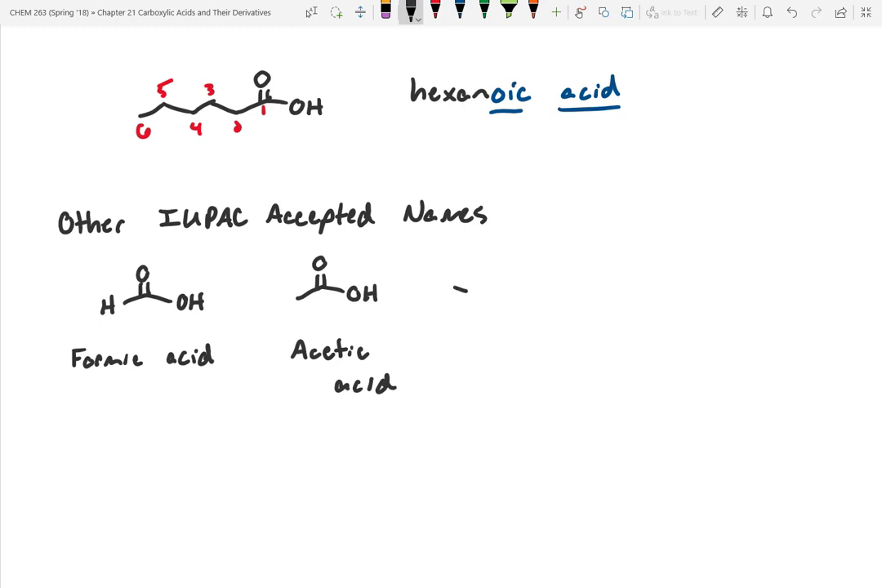Then there's some longer chain ones. Again, this one, if you called it propanoic acid, most people would kind of look at you funny. Most people call this propionic acid because it flows better. I don't know why. I didn't make these rules. So not propanoic acid, propionic acid is what most people call that. All right, next one. Most people don't call it butanoic acid. They call it butyric acid.